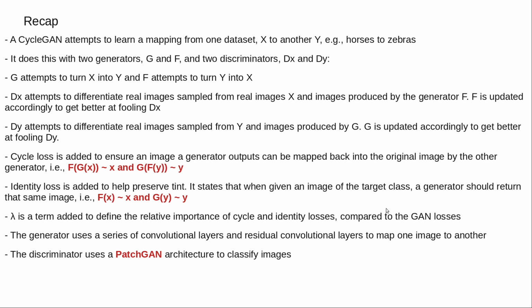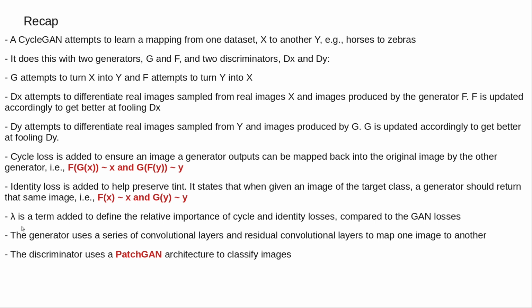Then, to measure the total loss, we don't give equal weightage to each part of these three different losses. That's why the total loss will be a weighted sum of the individual losses, and lambda is a term that is added to define the relative importance of cycle and identity losses compared to the regular GAN losses.